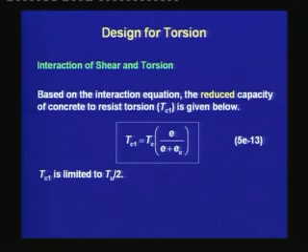Based on the interaction equation, the reduced capacity of concrete to resist torsion, which is denoted as Tc1, is given below. Tc1 is equal to Tc times E divided by E plus Ec. We shall define these variables E and Ec. The code recommends to limit Tc1 to half of the ultimate torsional moment. Thus, the concrete should not carry more than half of the torsional moment that comes in a beam.